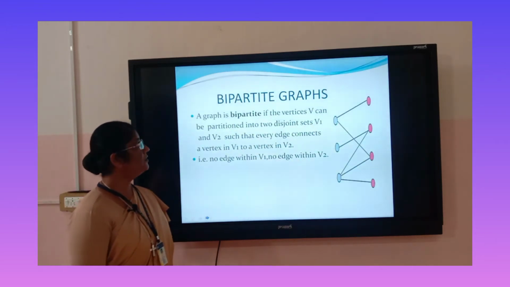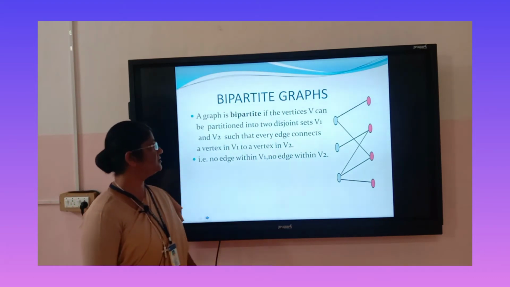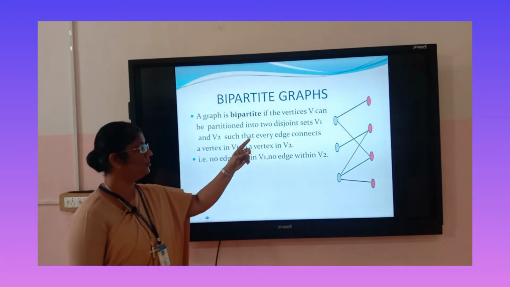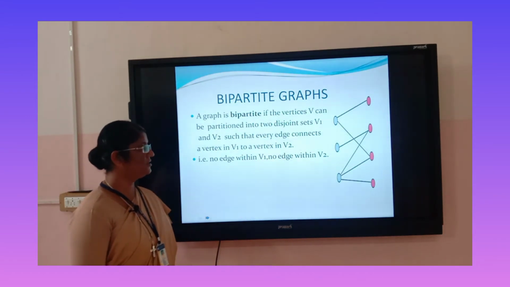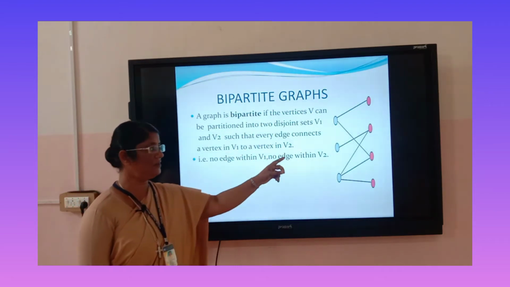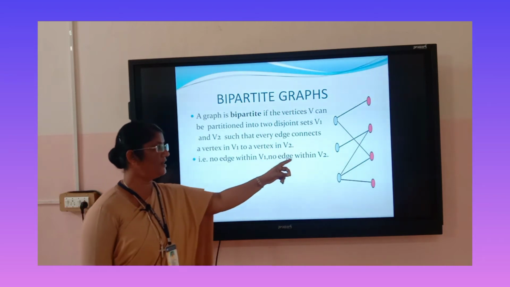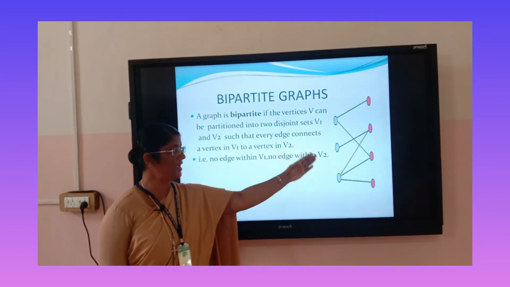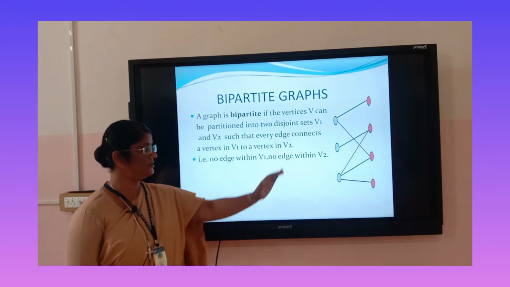The definition of bipartite graph. A graph is bipartite if the vertices V can be partitioned into 2 disjoint sets V1 and V2 such that every edge connects a vertex in V1 to a vertex in V2. That is, no edge within V1 and no edge within V2. So look at this diagram. We can see that no edges are connected within V1 and V2.